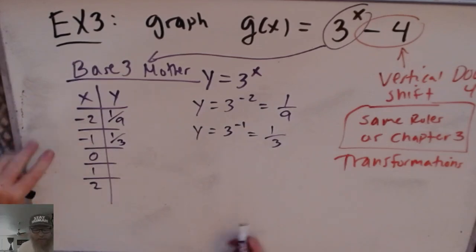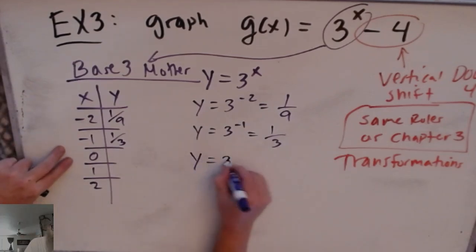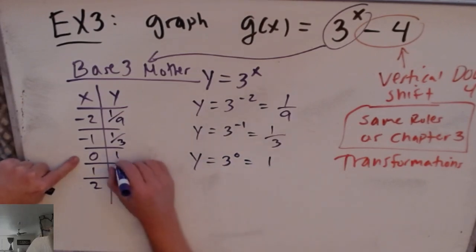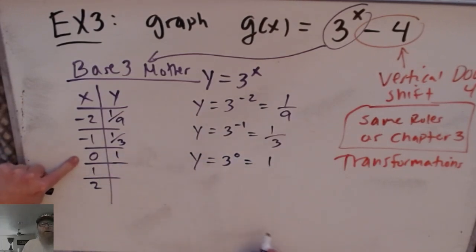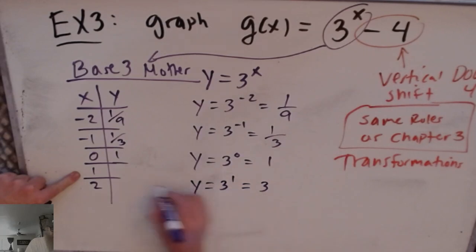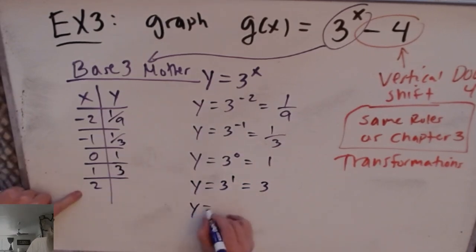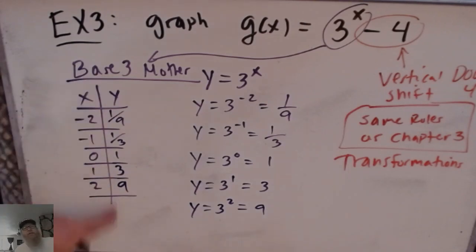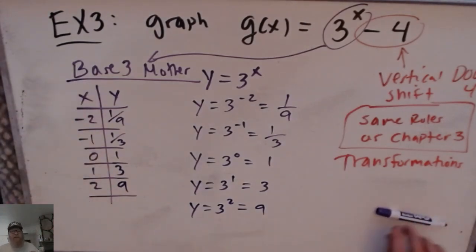Basically, the only fraction right now that you can graph in this section is a half. And there might be some exceptions, but for the most part, stick with nice decimals that are graphable, or just stick with the whole numbers, the integers. So 3 to the 0 is 1. The rest of them should be pretty easy. 3 to the 1 is 3. And 3 squared is 9. So this is our mother function.